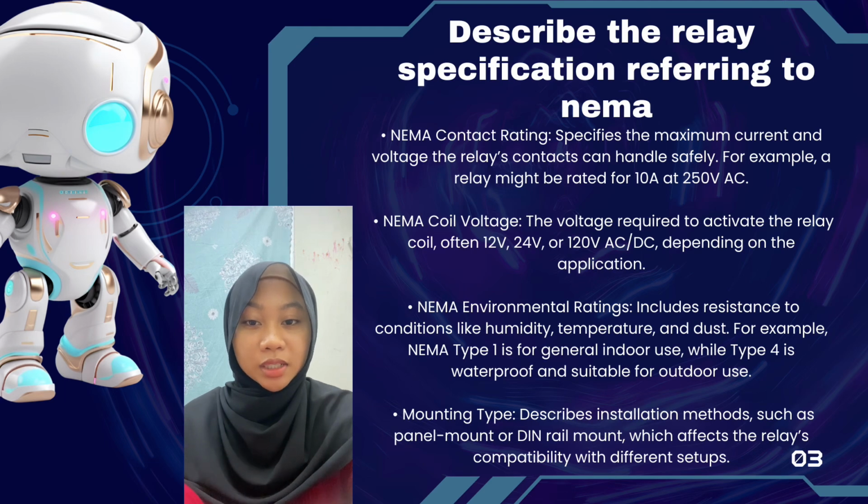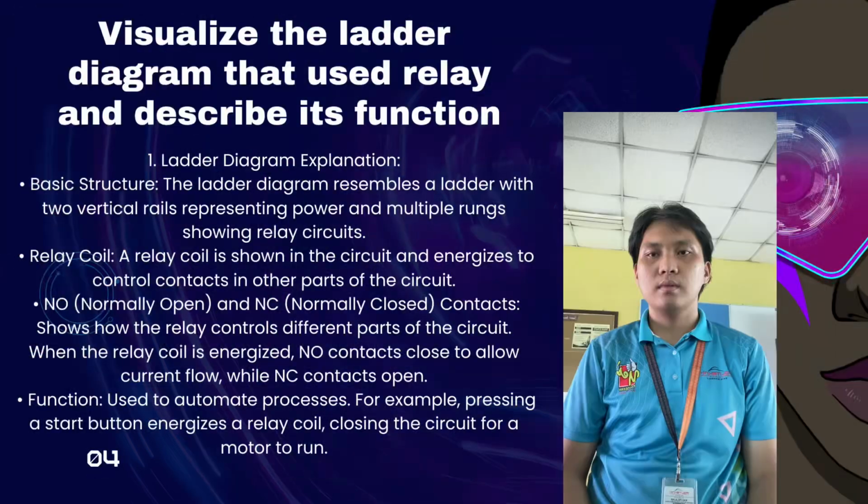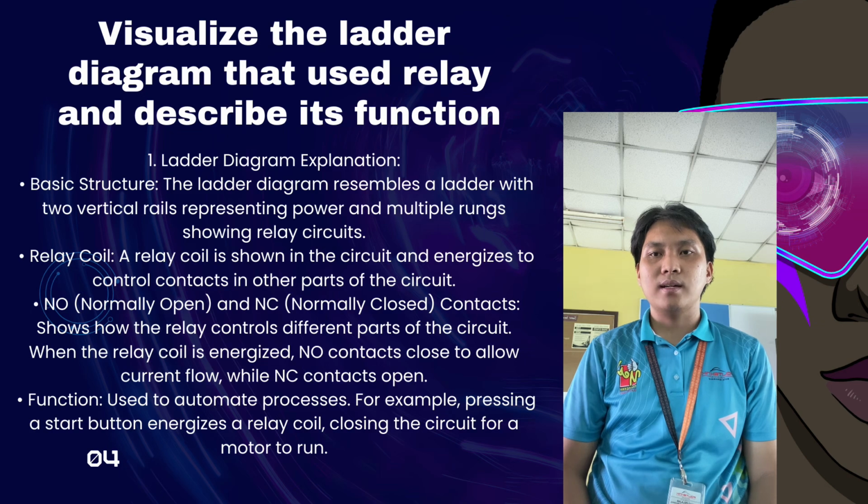And the last one is mounting type. It describes installation methods such as panel mount or DIN rail mount, which affects the relay's compatibility with different setups. I want to present about ladder diagram using relay. Ladder diagram explanation. Basic structure. The ladder diagram resembles a ladder with 2 vertical rails representing power and multiple rungs showing relay circuit.